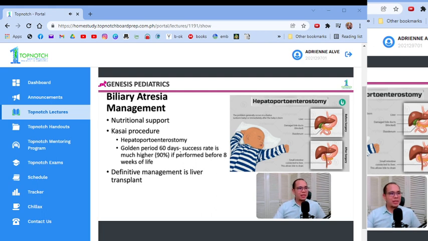Please do remember that the golden period is 60 days. According to Nelson's, okay, much higher, 90%, if performed before 8 weeks of life, the success is much higher. Kaya a lot of exams would look for the 60-day magic number, golden period to perform Kasai. But also, please remember that Kasai is not the definitive management. Pangtawid lang yan. The definitive treatment, if they ask you what is the definitive management for biliary atresia, it's liver transplant.